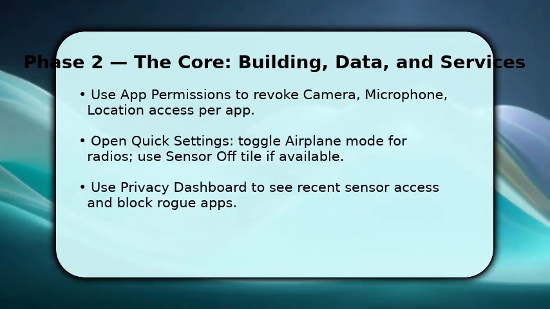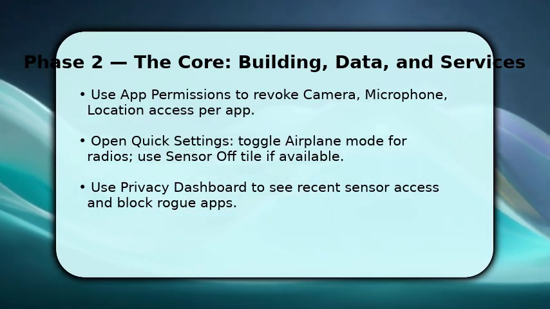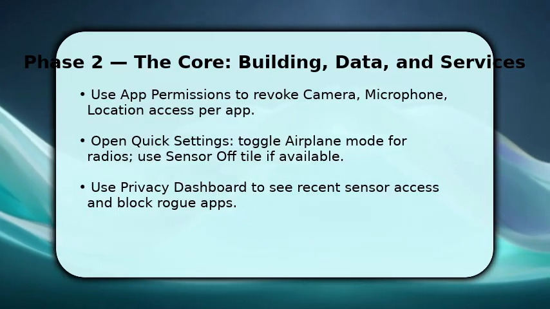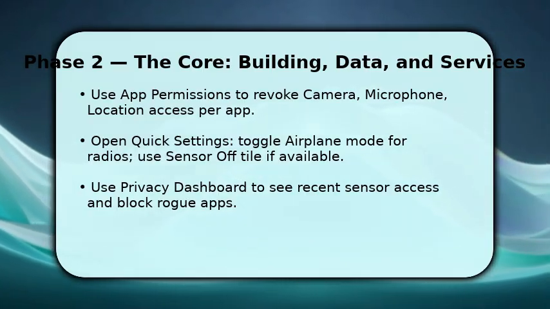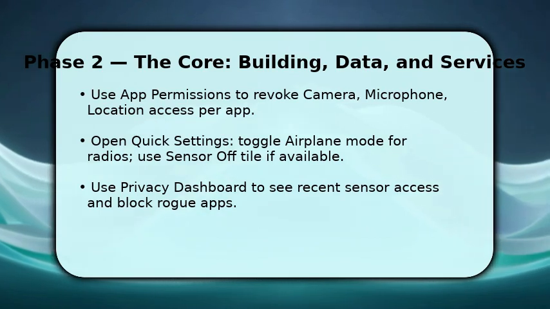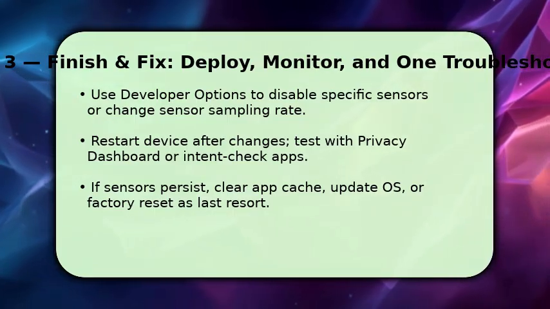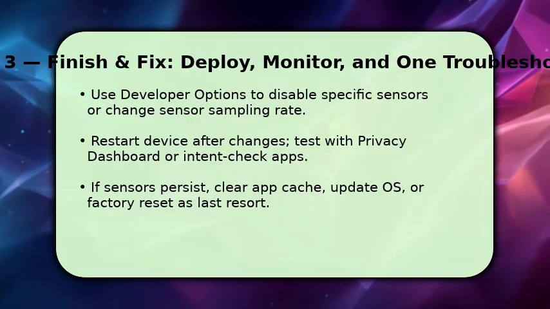Also open the privacy dashboard to review recent sensor access, so you can block any app that keeps trying to use them. Finish by using advanced controls and verifying results. In Developer Options, you can disable specific sensors or reduce sampling rates. This helps power and privacy.